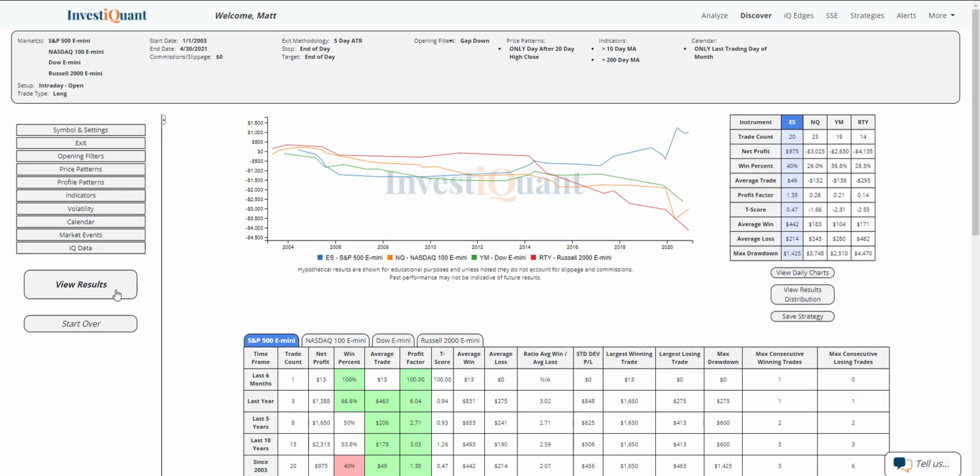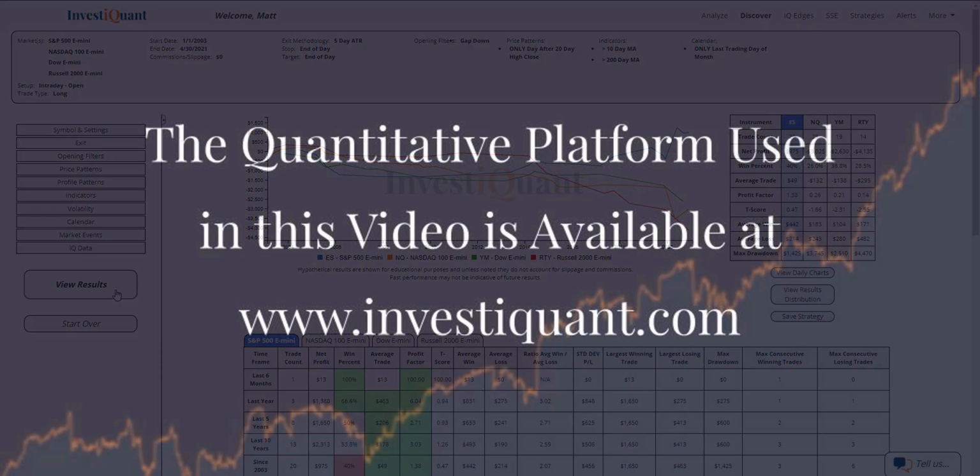As for the average win and average loss here, the average win is larger in the S&P than the average loss, but that is not the case for the other instruments. The average loss is larger than the average win in the NASDAQ, the Dow, and the Russell. So historically speaking, this pattern has been a bit weak heading into the end of the month.